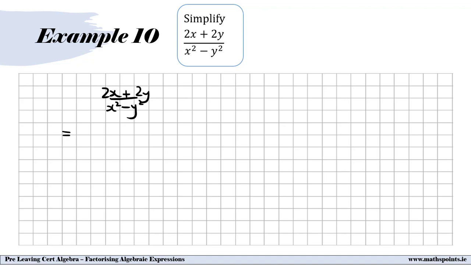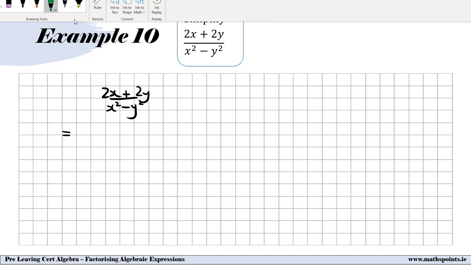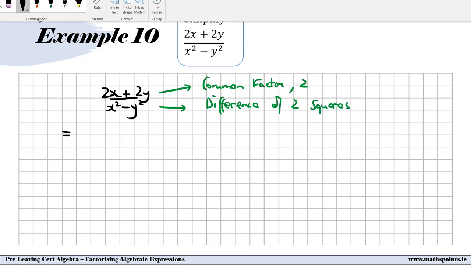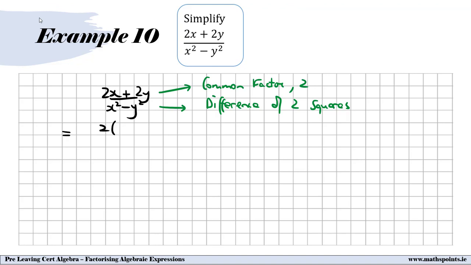So what I'm going to do is factorize both the top and the bottom of the expressions. I can see that the top will be factorized by a common factor, the common factor being 2, which we'll use in a second. And then I can see that the bottom is the difference of 2 squares. So let's perform that factorization on both the top and the bottom and see what happens after that. So on the top, I'm going to factorize out the 2, and if I divide 2 into 2x, I get x, and if I divide 2 into plus 2y, I get plus y.